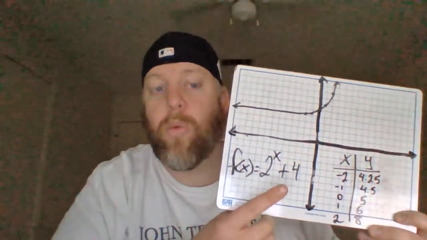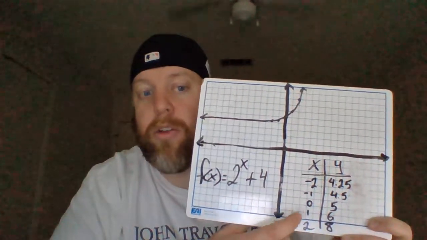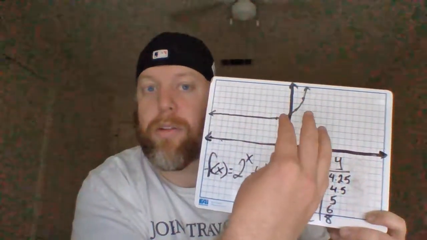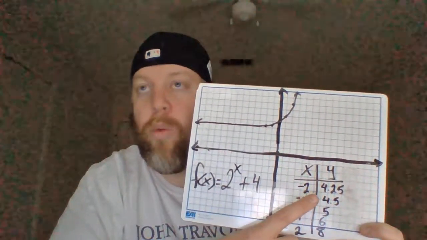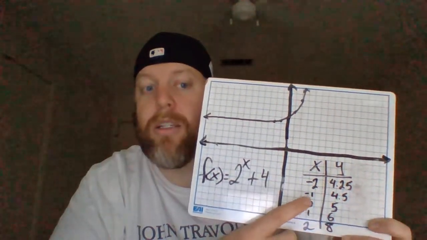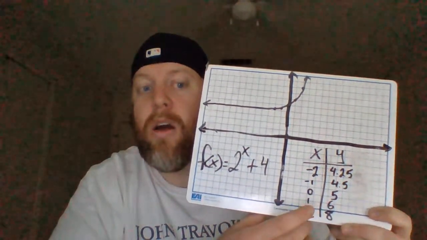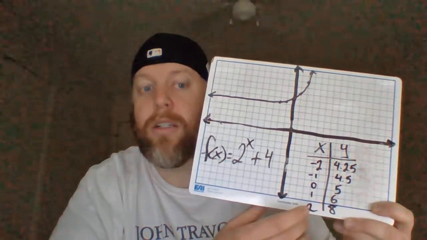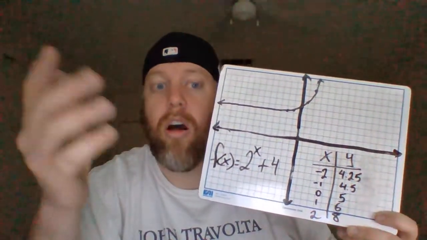All right. So when we do that, we can move over to look at our table. I like to use -2, -1, 0, 1, and 2. That's kind of the meat and potatoes of the graph right here. So when x is -2, y is 4.25. When x is -1, y is 4.5. When x is 0, y is 5. When x is 1, y is 6. When x is 2, y is 8. And then it moves up from there, 12, and on and on and on.